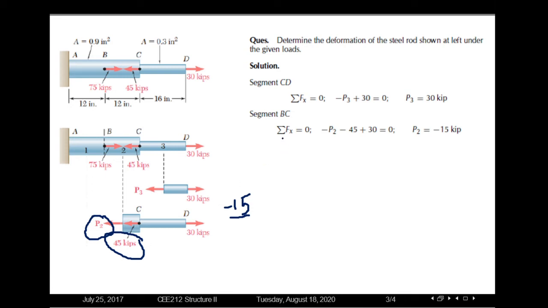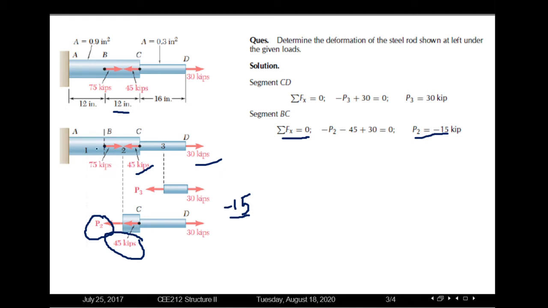If we use the equation of equilibrium, summation of Fx equals 0, here we can see minus P2 minus 45, as 45 is acting in the left direction and 30 in the right direction, so plus 30. From here we'll get the value of minus 15. So the net force is minus 15. We will see the effect of minus 15 in this BC segment, where the length of the BC segment is 12 inch. Now after the BC segment, we can see the introduction of another load, which is 75 kips.